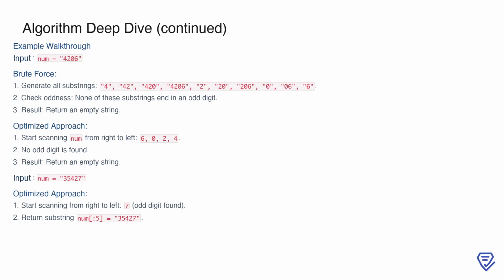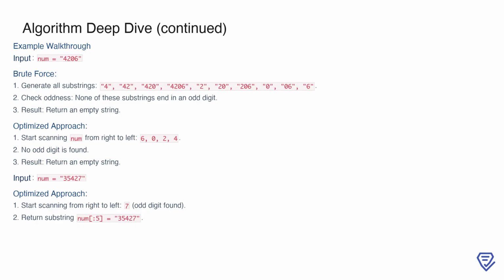Let's walk through an example to illustrate the two approaches. Consider the input number equals 4206. Using the brute force method, we generate all possible substrings: 4, 42, 420, 4206, 2, 20, 206, 0, 06, 6. None of these substrings end in an odd digit, so we return an empty string. For the optimized approach, we scan the string from right to left, checking each character: 6, 0, 2, 4. None of these digits are odd, so we again return an empty string.